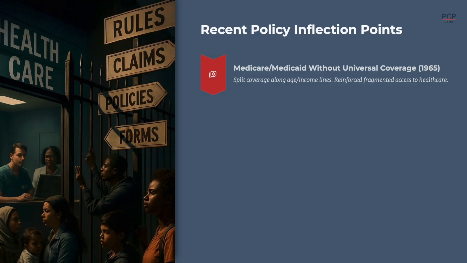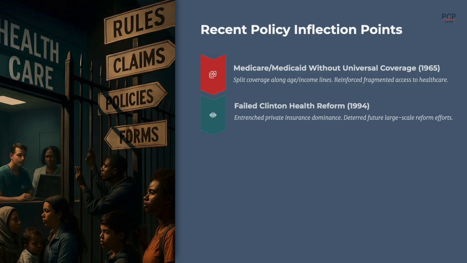In 1965, Medicare and Medicaid were passed without universal coverage. While this provided a crucial safety net to people who were retired or living in poverty, it reinforced the fragmented access to healthcare. In 1994, the Clinton health reform failed due to strong lobbying efforts by the entrenched private insurance companies. This also deterred future large-scale reforms for more than 2 decades.